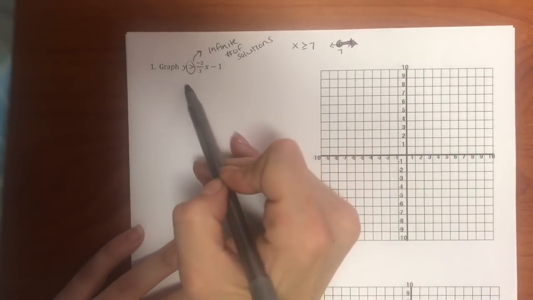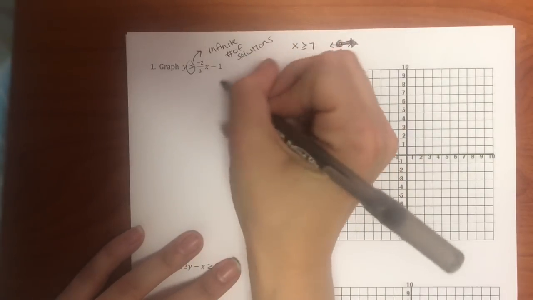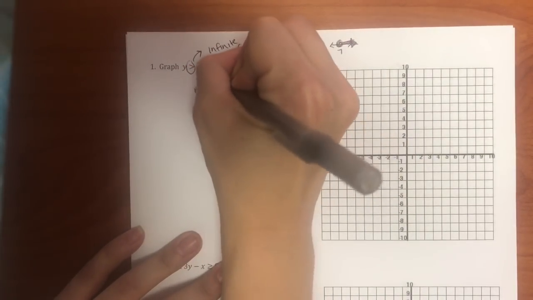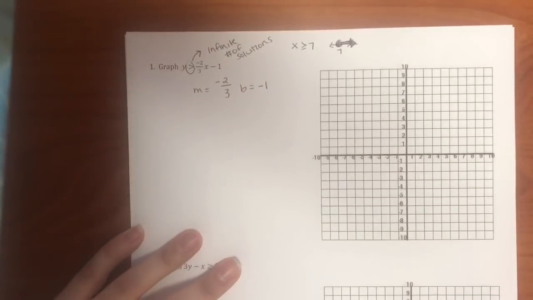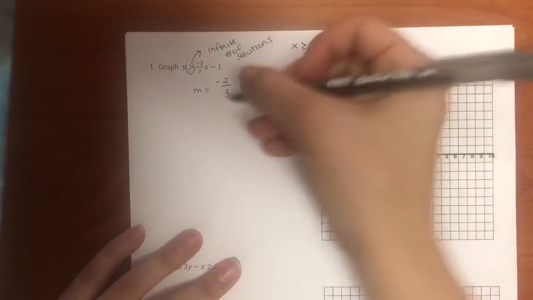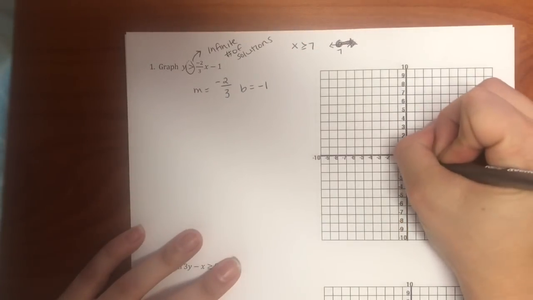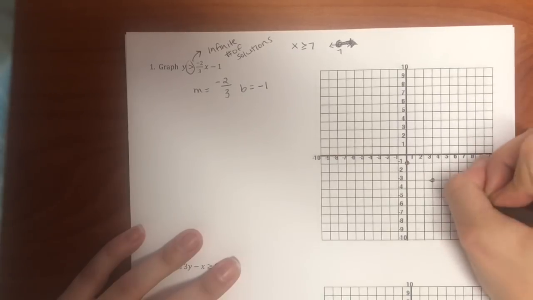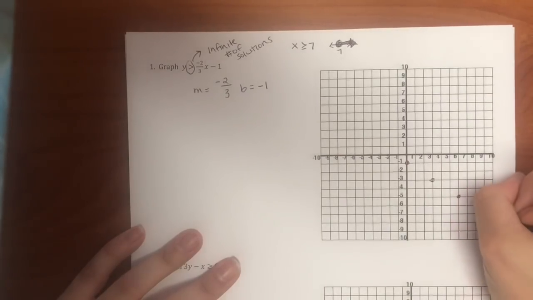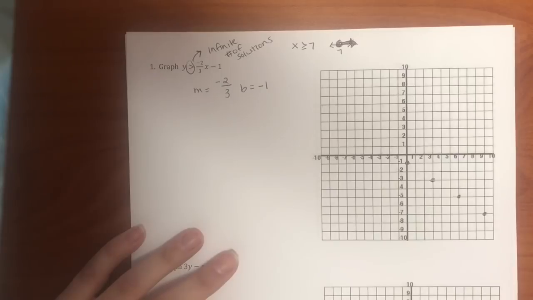So what we see is we still have something in slope-intercept form. So I still have a slope of -2/3, and a y-intercept here of -1, which I can use to graph in general. So that's what I do. I graph -1, I go down 2/3, down 2/3, and down 2/3, and so on.